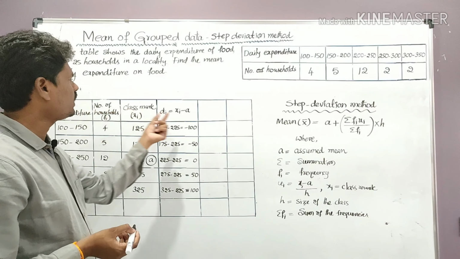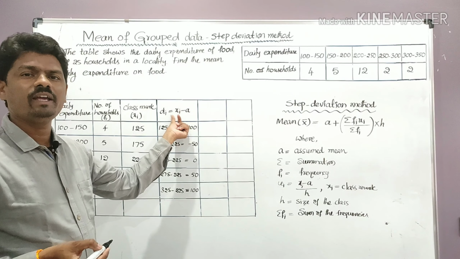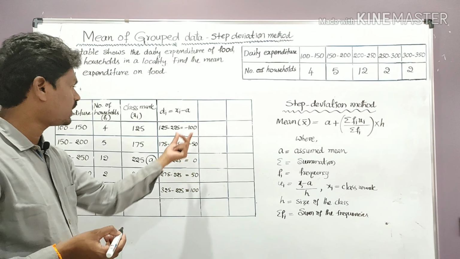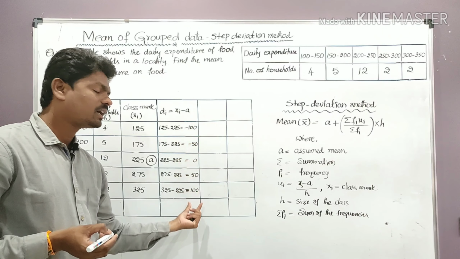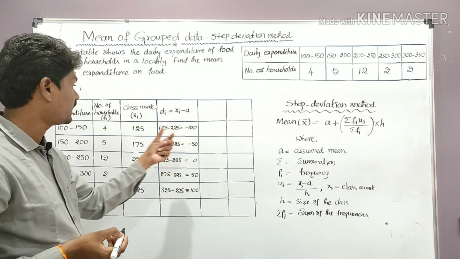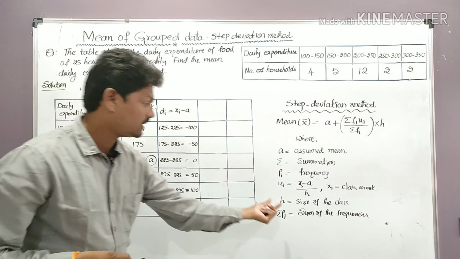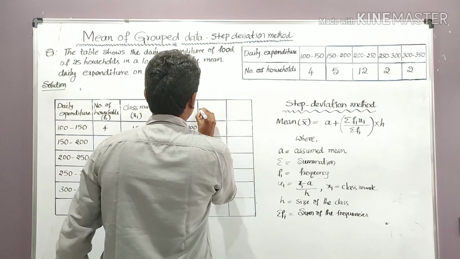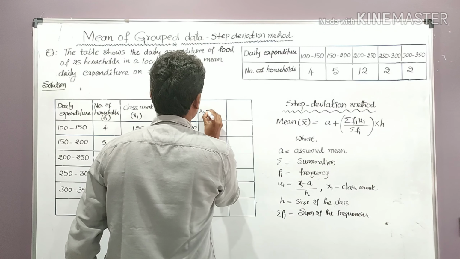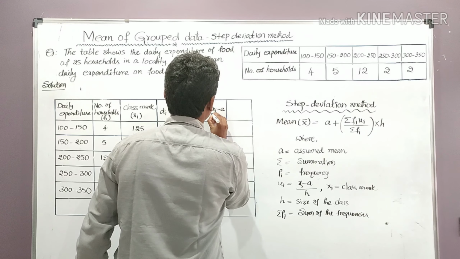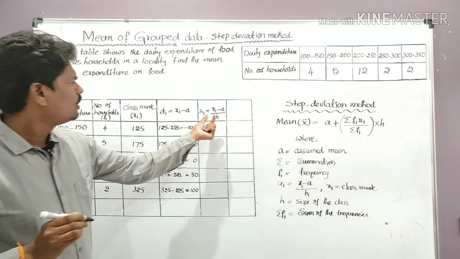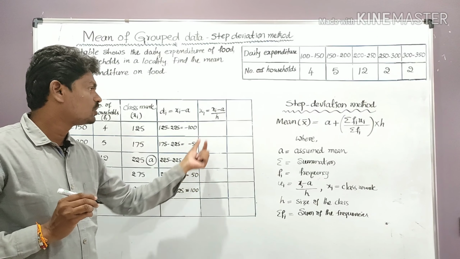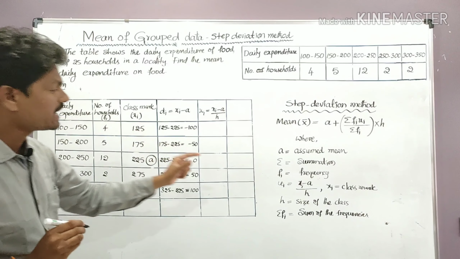Up to the fourth column, it is the same as the assumed mean method. In the step deviation method, next, these values can be converted into smaller values by dividing by a fixed value, that is, the size of the class. So see, student, here with the size of the class, we can get the ui values. ui is equal to xi minus a divided by h. So these are the xi minus a values, student. By dividing by the h value we can get smaller values. So what is h? Size of the class.